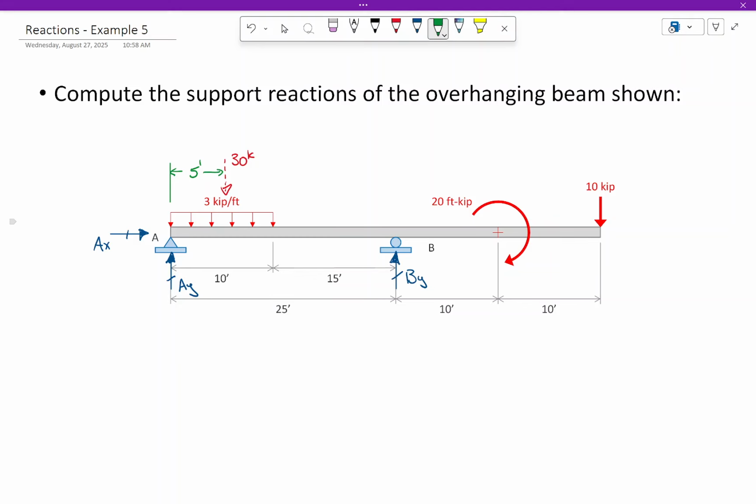Now, I want to make a point that even though there's a concentrated moment present on the structure, our strategy for computing support reactions doesn't really change. This discussion is a good way of transitioning to this. I could still sum moments at A or sum moments at B if I want. I'll sum moments at A, because I like working from left to right, in order to isolate and compute the unknown reaction at B. Same as I've done before, no different. So let's sum moments at A.